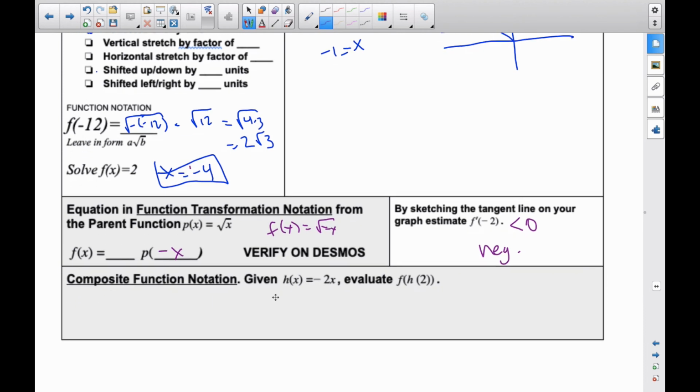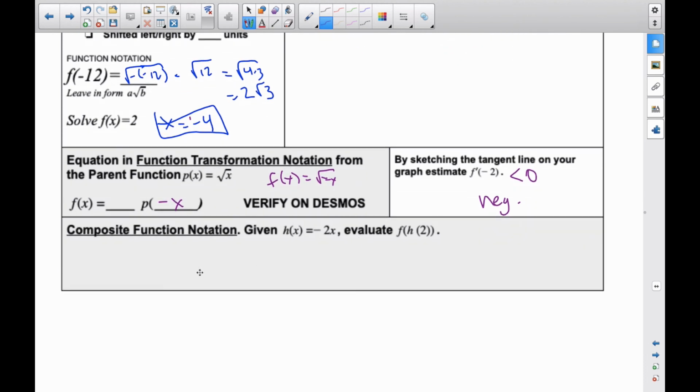And finally, my composition of function notation. Well, I know that f of x is equal to the root of negative x. So if I'm going to calculate this, I go f at h at 2. I'm going to do h at 2, which is going to be negative 4. F at negative 4 is going to be the square root of negative negative 4, which is 2.